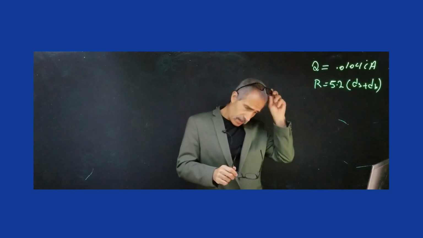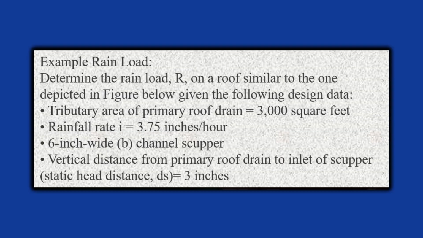We have this roof that is about 3,000 square feet, and the rainfall rate intensity, which is based on the area the site is in, is 3.75 inch per hour. The type of scupper used on the roof is a 6-inch wide B-channel scupper. Then there's something called DS, which is the vertical distance from the primary roof drain to the inlet of the scupper. I call it static head, and that's DS, which is 3 inches.